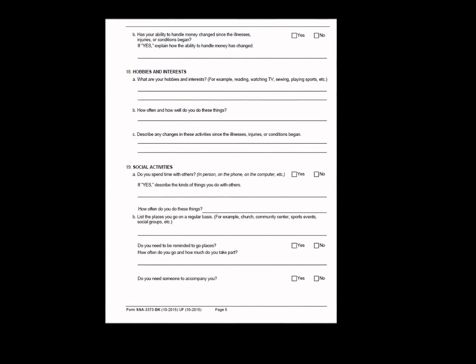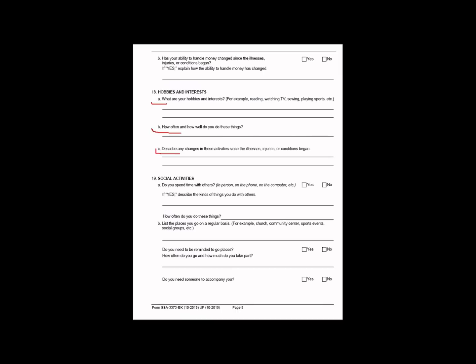After a while, all these things start to look redundant, and you're probably saying to yourself, I am so confused. Why do we find ourselves running over these things over and over again? It's quite simply because of this. Once they start looking at this information, they're trying to compare the two. So you need to start asking yourself the questions, hey, what are your hobbies and interests? How often do you do them? Describe any changes.